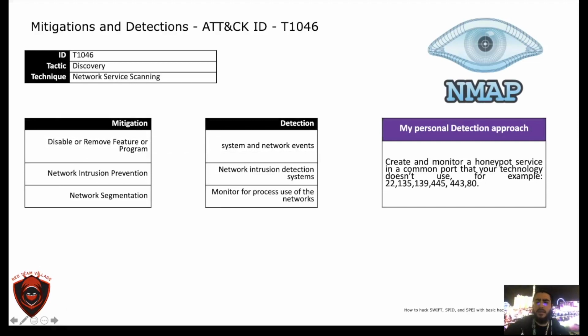So let's begin. To mitigate port and vulnerability scans, you need to ensure that unnecessary ports and services are closed to prevent the risk of discovery and potential exploitation. Also, the use of an IPS and proper network segmentation helps to protect critical servers and devices.